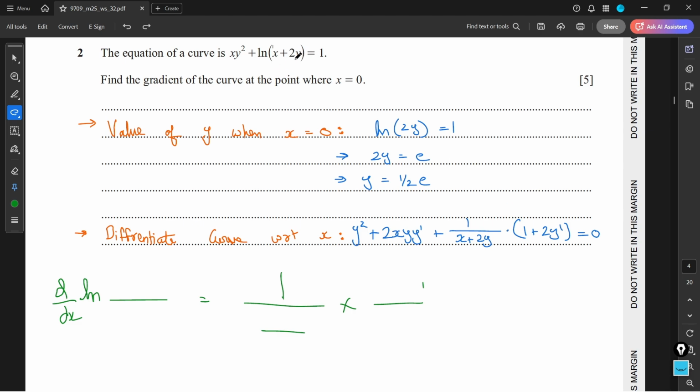Please note that because we are differentiating with respect to x, whenever you differentiate 2y, it becomes 2, but because it's also with respect to x, it becomes 2y dash. That is why I get this 2y dash over here.